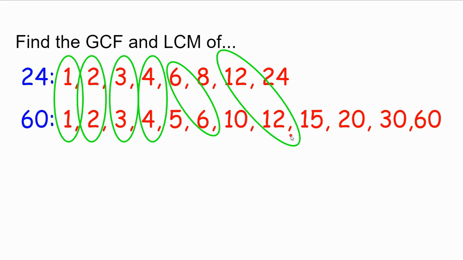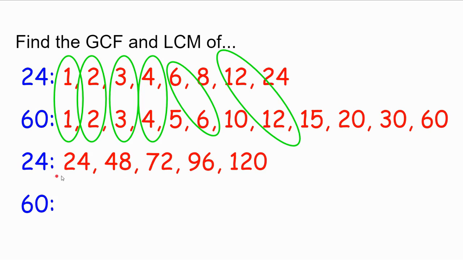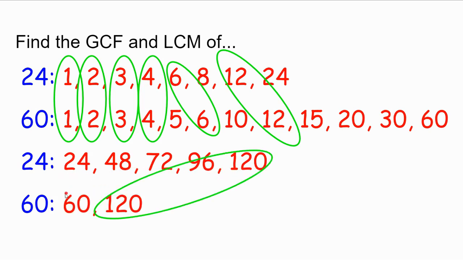Now let's repeat the process, but this time with multiples. So 24 and 60, we list out the multiples of 24, a few of them anyways. And then we do the same with 60. And hopefully, here we go. We have one in common.